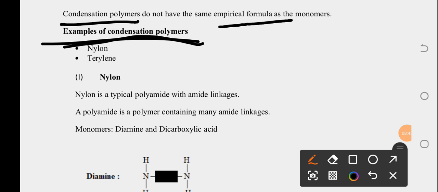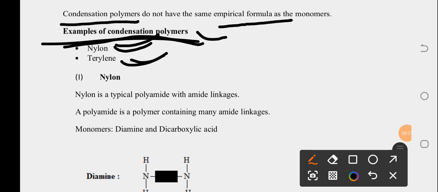Okay, so now what are some of the examples of condensation polymers? Here we've got nylon and terylene. So nylon and terylene are some of the examples of condensation polymers. When we were talking about addition polymers, we said that some examples of addition polymers are polyethylene and also polyvinyl chloride. But when we talk of condensation polymers, these are some of the examples. We've got nylon and we've got terylene.